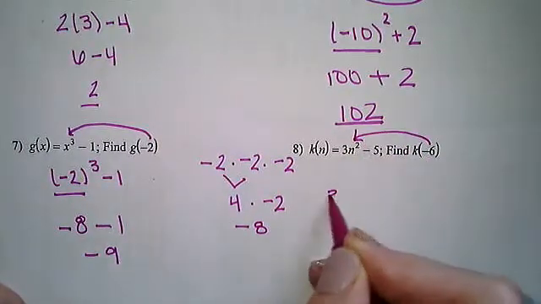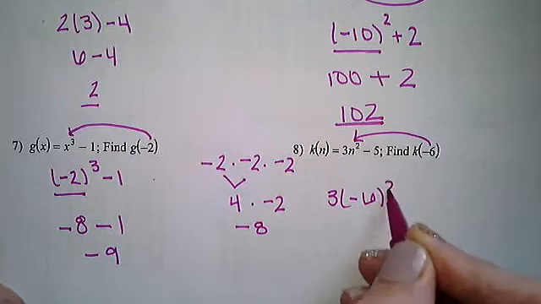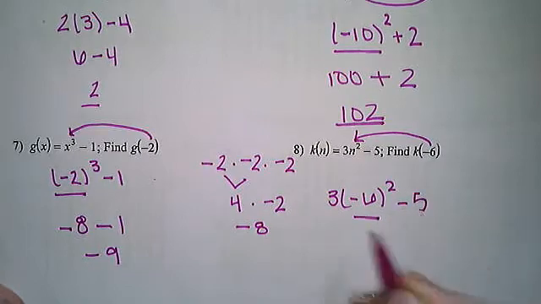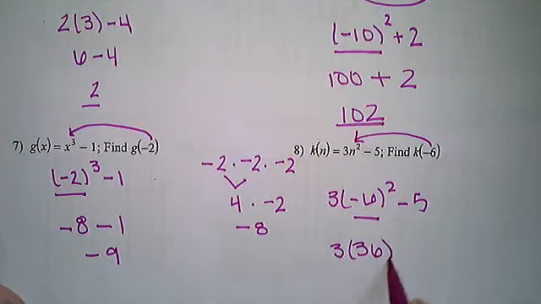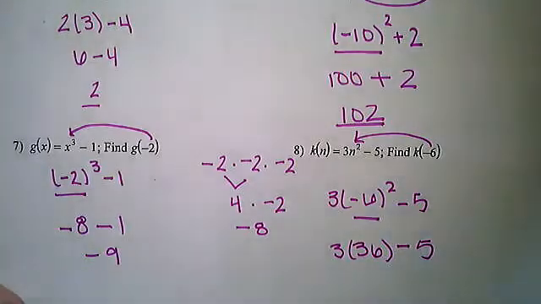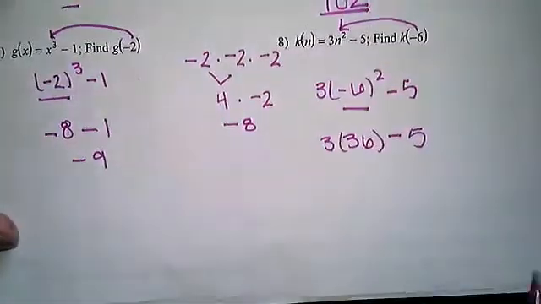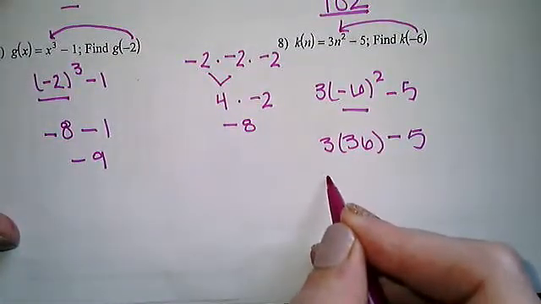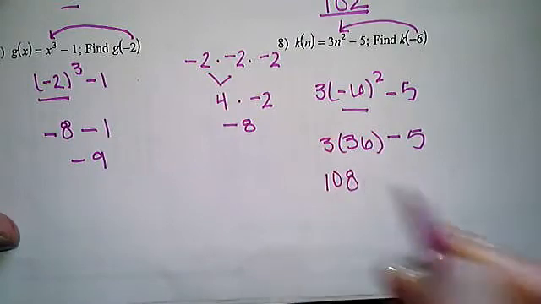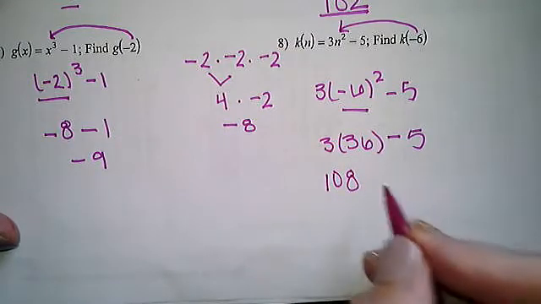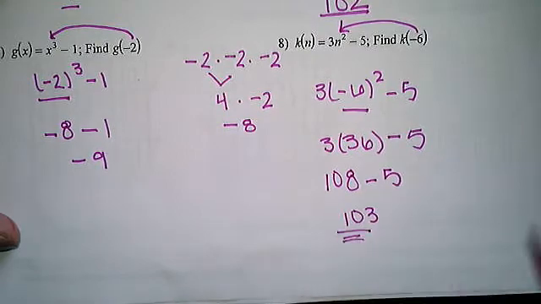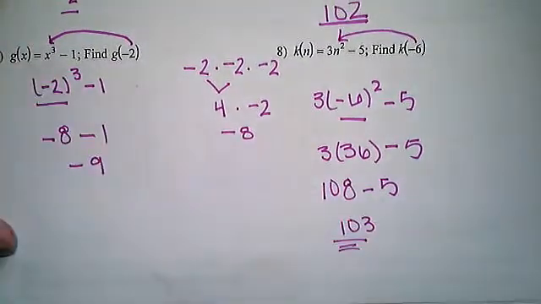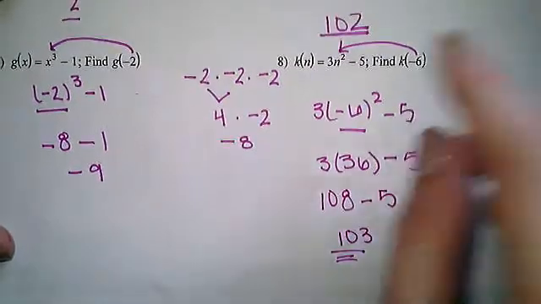Last but not least on this one, another one where you need to make sure you do exponents first. So negative times negative is positive. We're squaring it, so we're multiplying it by itself. 3 times 36 is 108, I believe, yeah. And then -5 is 103. I'm trying a few of these without a calculator, so if there are any minor errors, that may be why.